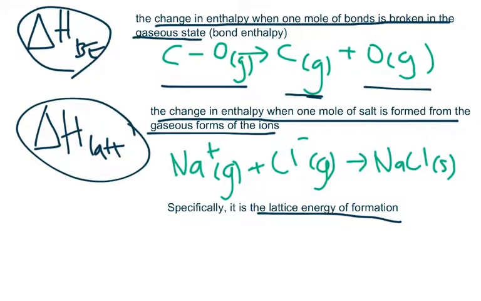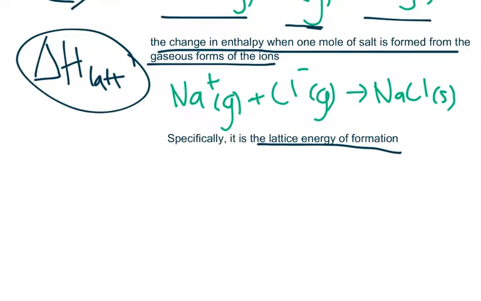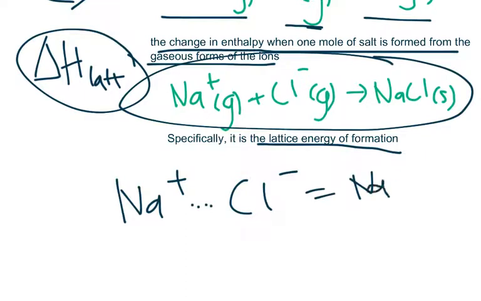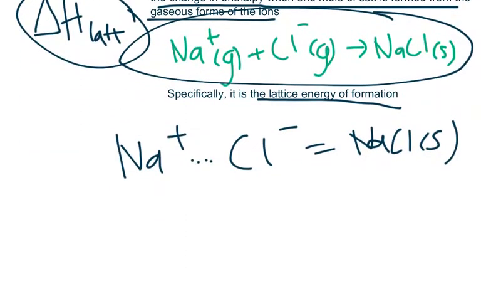So let's do some thinking. Will the delta H of lattice be positive or negative? In order to do this question, we have to look at the reaction, and the reaction shows 2 ions, Na plus and Cl minus, both in the gaseous form, forming an ionic bond to form sodium chloride solid, which is what we use in table salt.